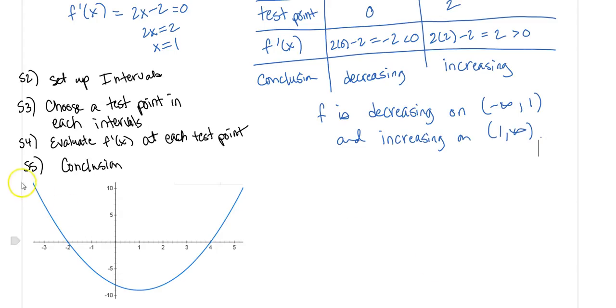And you can see here, this is the graph of the function. You can definitely see where it's decreasing from negative infinity to 1 and increasing from 1 to infinity. So you can always check these by glancing at a graph.